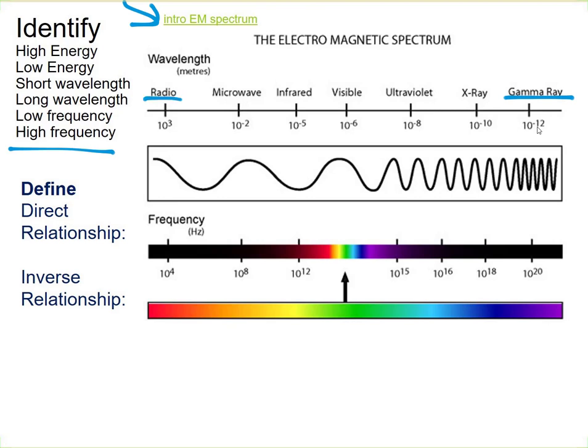And I always remember this way. Which one will kill you? Well, not the radio waves. This one has low energy. And my gamma rays, this is a result of like a nuclear reaction. So this would have high energy. Next, short wavelength, long wavelength. So I can see my wavelength right here. So radio wavelengths are long, and these ones over here are short.